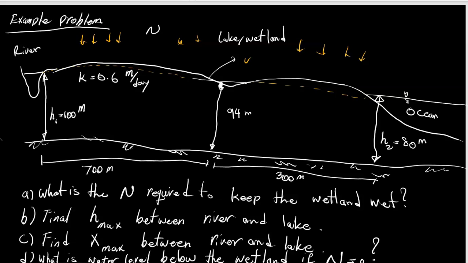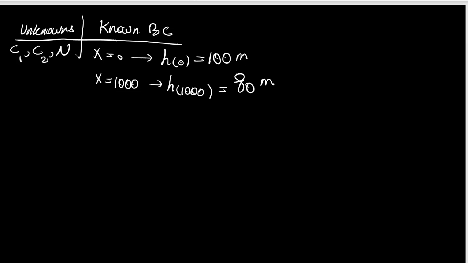Okay, so this is the head at the ocean, and also at x equal 700 meters, I assume that the wetland water table is at 94 meters. So I have three unknowns and three known boundary conditions. Technically, I should be able to solve this problem.